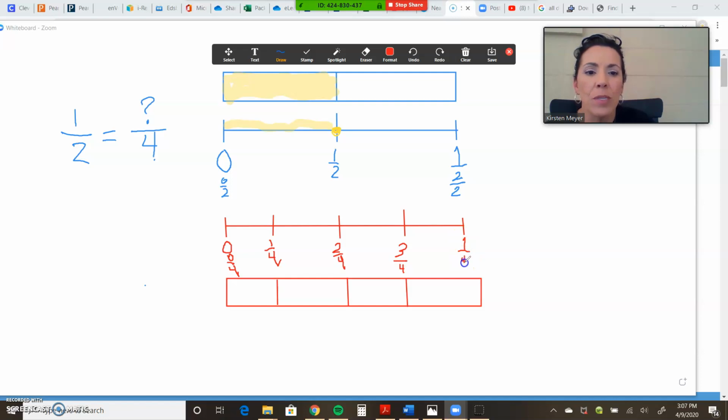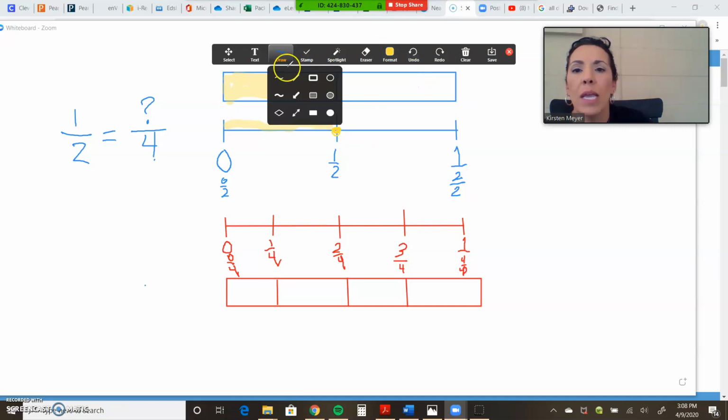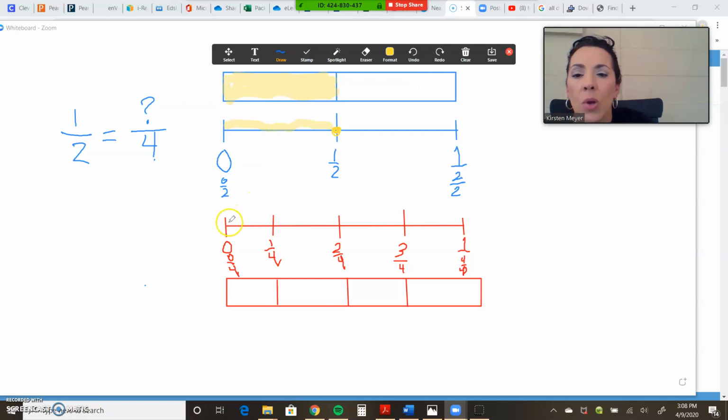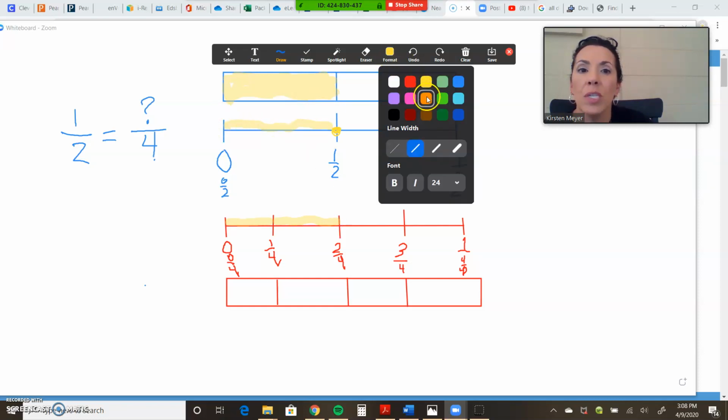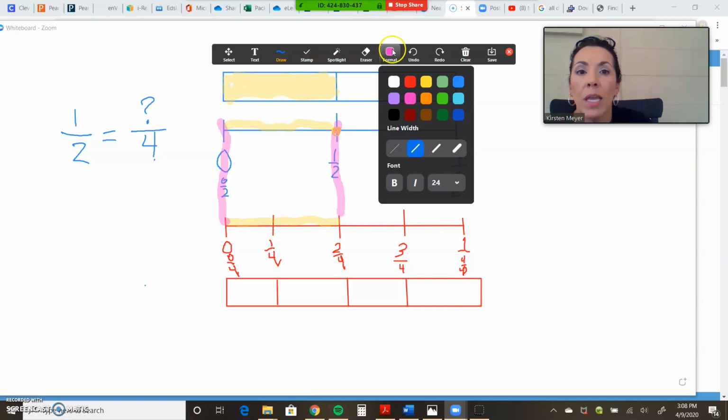And then 4 fourths. So how many fourths would it take until I had the same amount or same distance shaded in? If I just went 1 hop from 0 fourths to 1 fourth, that does not match up. So let me make another hop. Oh, look at that. This goes from here. I'm going to pick another color just so we can really show. They both started right here and they're both ending right here.